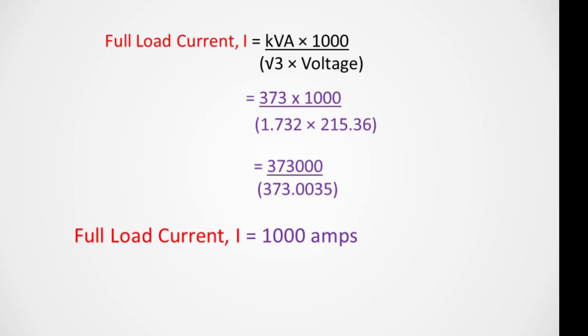of the square root of 3 and the voltage. Using our known values, the current comes out to be approximately 1000 amperes.